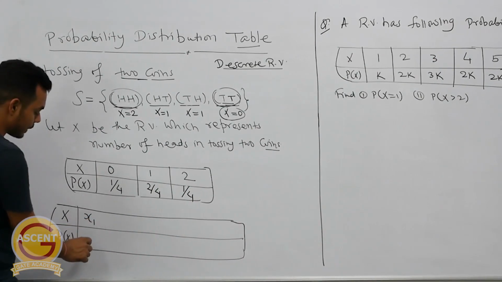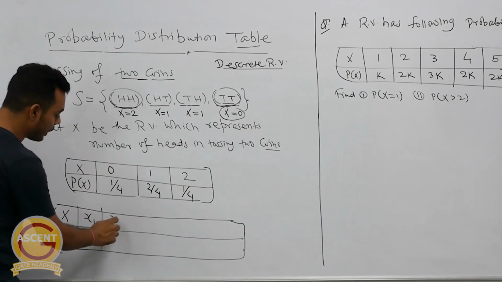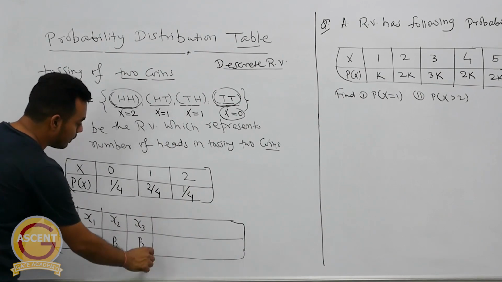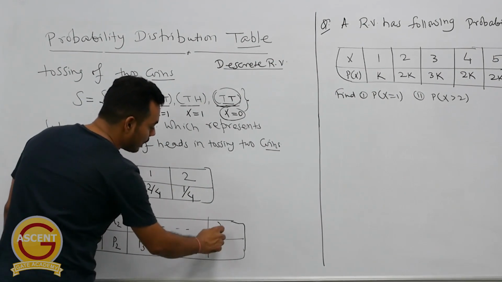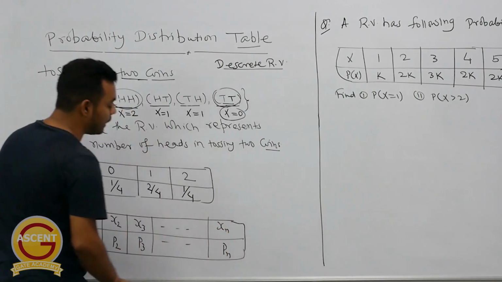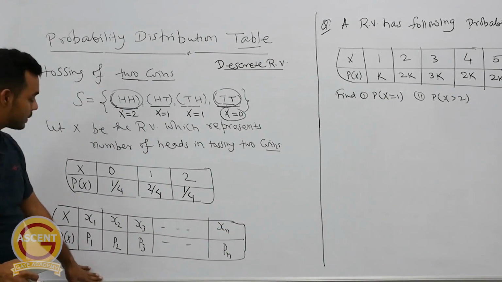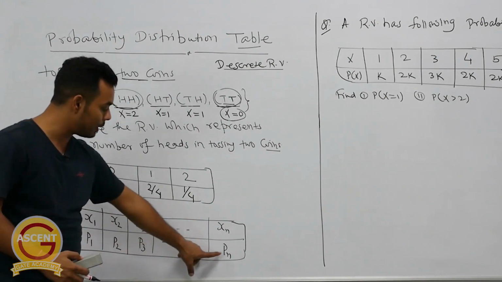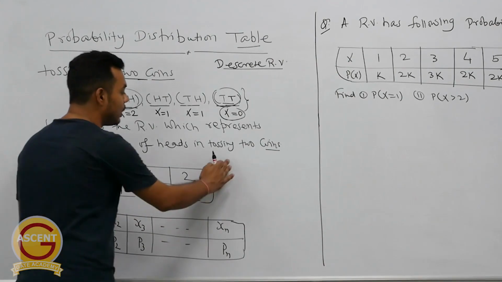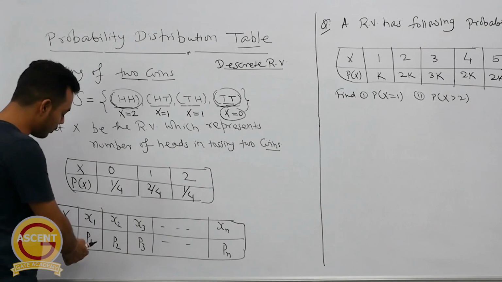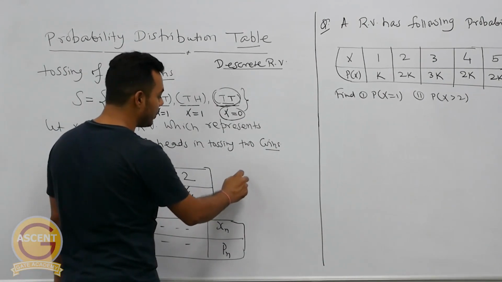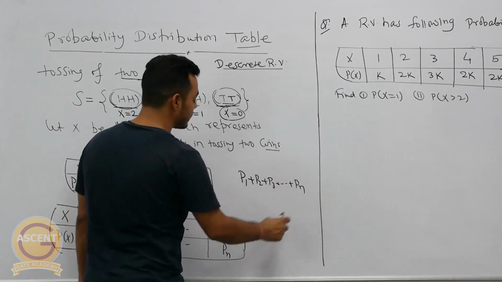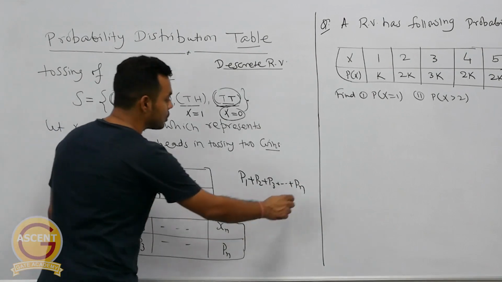So say the value of X is x1 with probability p1, the value of X is x2 with probability p2, x3 with probability p3, and in this way the last value of X is, say, xn and the probability is pn. So this will be the general format of the probability distribution table. These are the different possible values of X, and these are their corresponding probabilities. Now one very important result of this table is that if you add p1 plus p2 plus p3 up to pn, the sum of the probabilities of the different values of X, this is always 1.